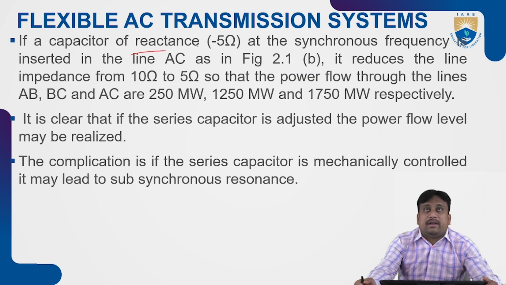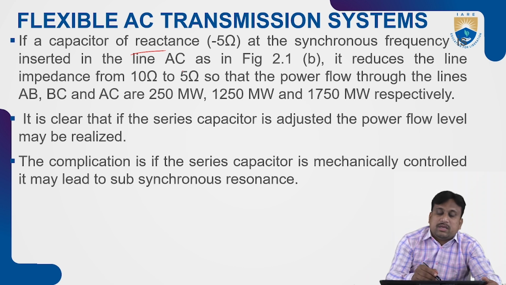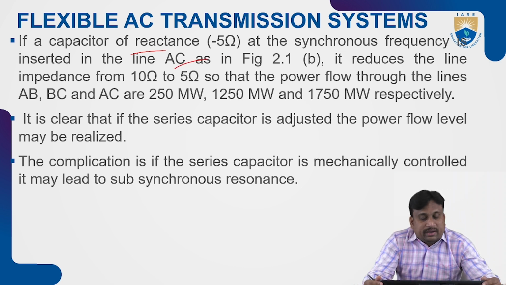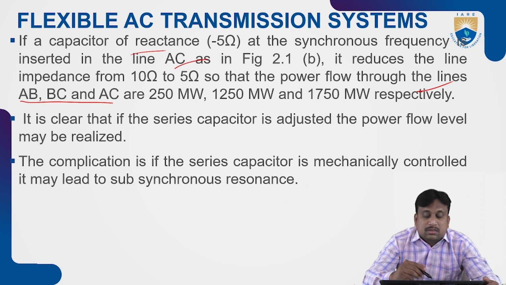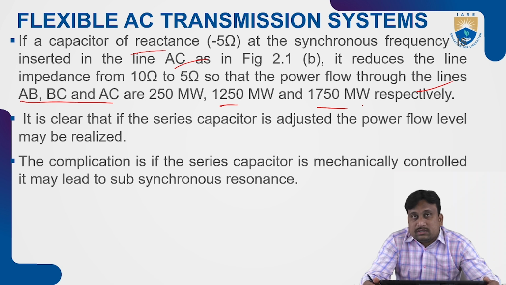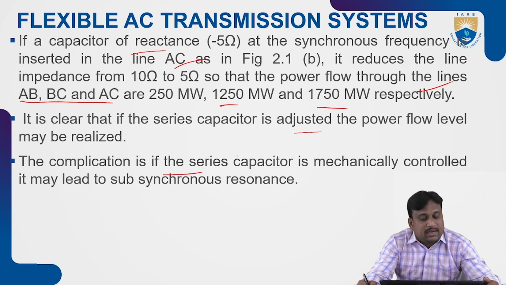If a capacitor of reactance minus 5 ohm at synchronous frequency is inserted, the line AC impedance is reduced from 10 ohms to 5 ohms, so that the power flow through the lines AB, BC and AC is maintained at 250 megawatts, 1250 megawatts and 1750 megawatts respectively. So it is clear that if the series capacitors are adjusted, the power flow level may be realized suitably. The complication is that if the series capacitor is mechanically controlled, it may lead to a subsynchronous resonance case.